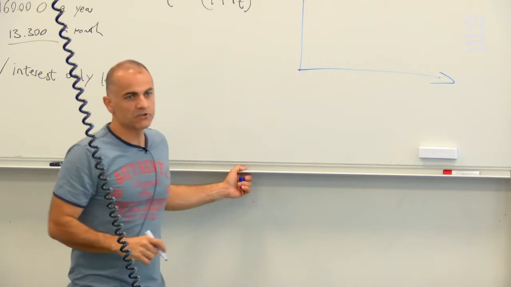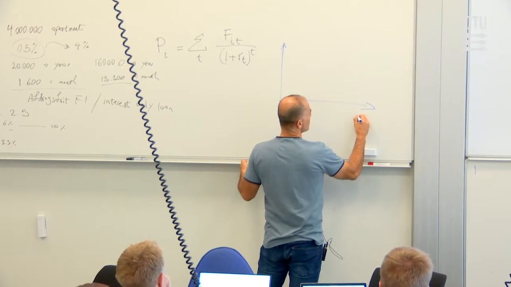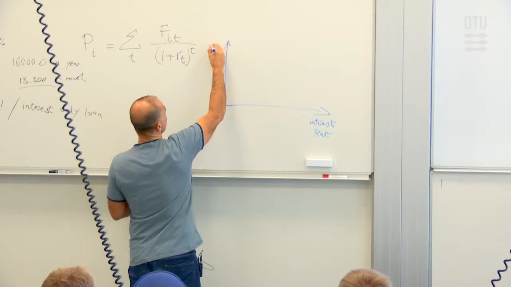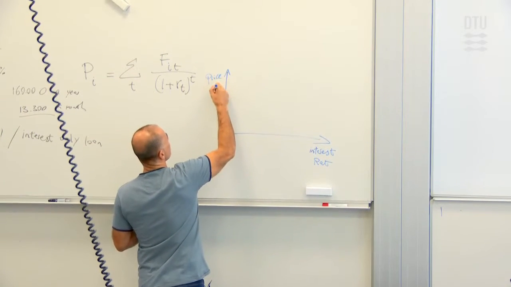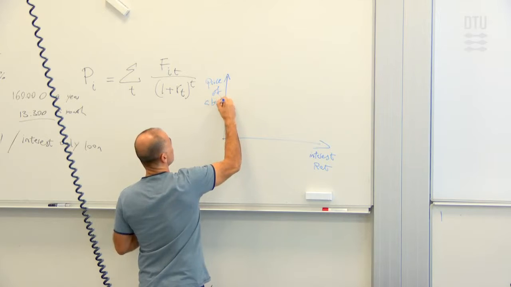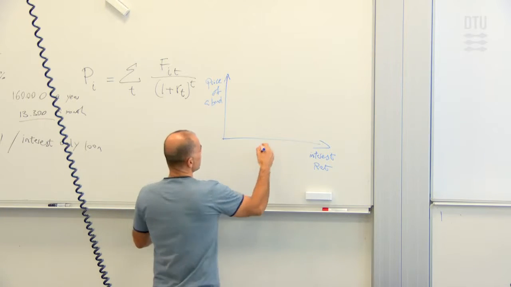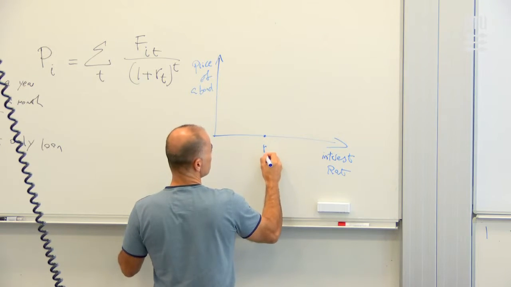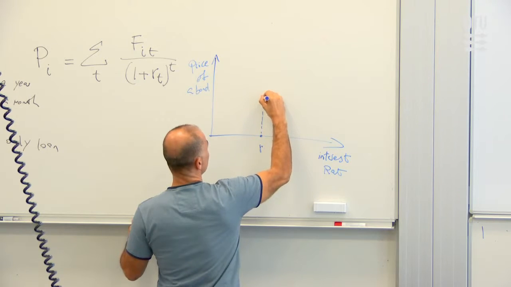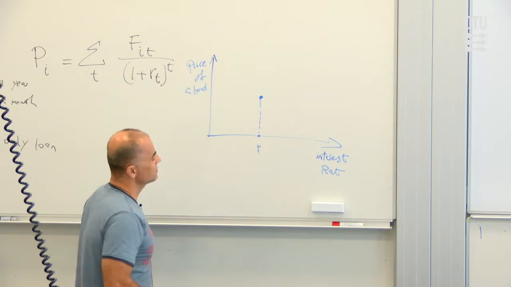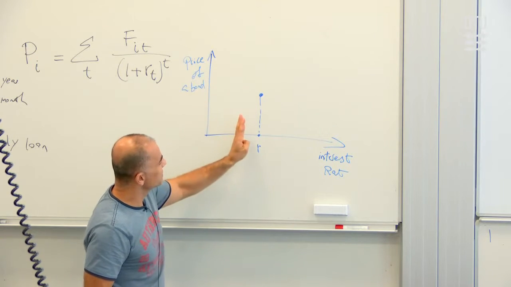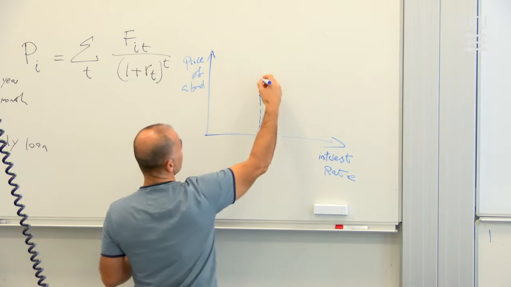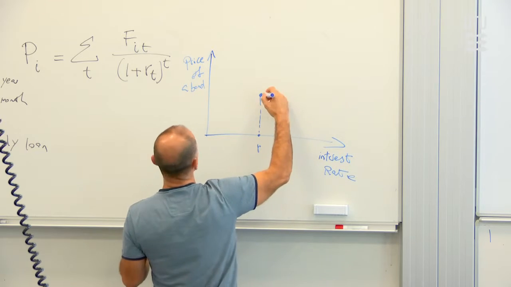If I want to draw that as a function for you, this is the interest rate, and this is the price of a bond, right? Let's say this is the level of interest rate R, and for that we have a price here. As the interest rates are increasing, the price is falling, and as they are decreasing, the price is going up. And it's not a linear function. This is essentially the price function.